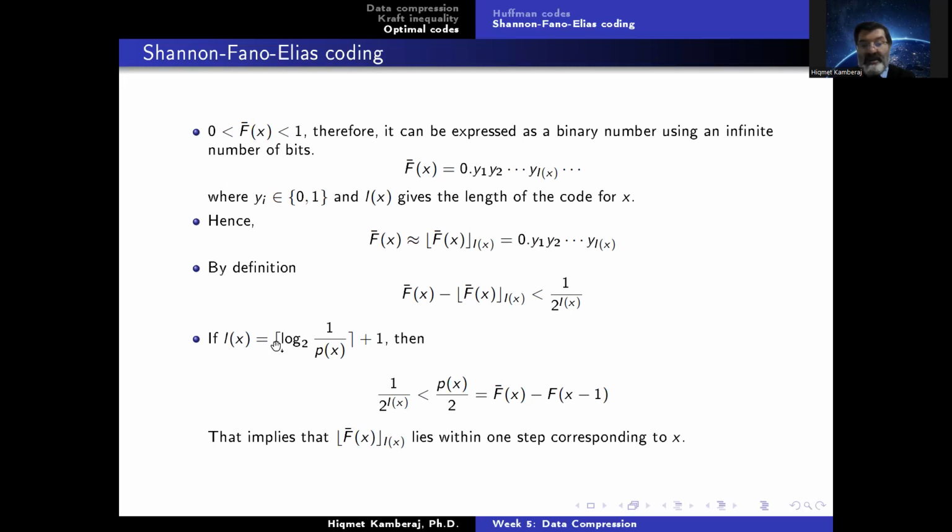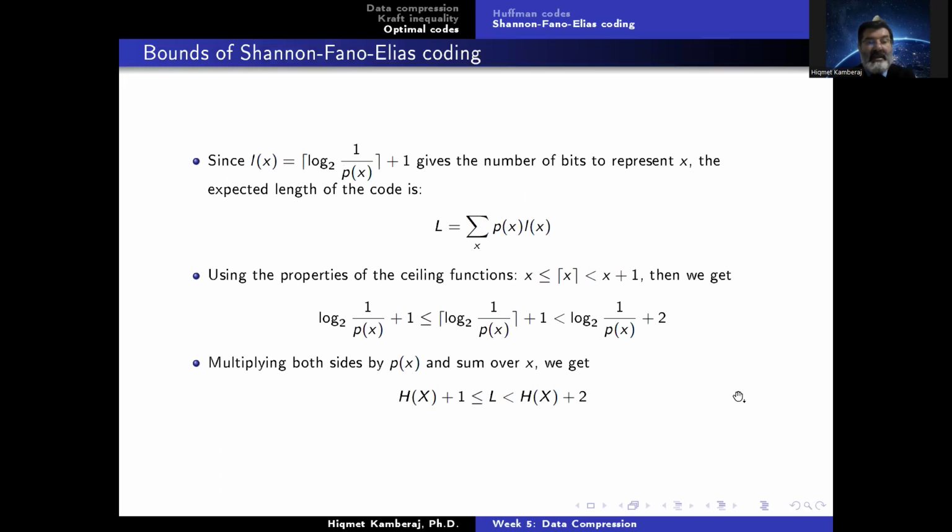So if L of x is equal to the ceiling of log with base 2 of 1 over p of x, plus 1, then p of x over 2, which is equal to f bar of x minus f of x minus 1, is greater than 1 over 2 to the power L of x. This implies that the floor of f bar of x with length L of x lies within one step corresponding to x. Since L of x is the ceiling of log base 2 of 1 over p of x plus 1, this gives the number of bits to represent x.